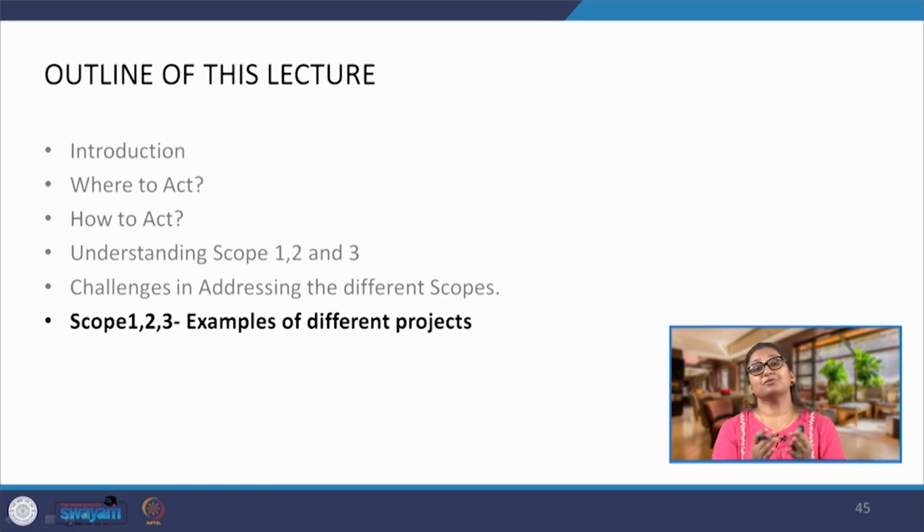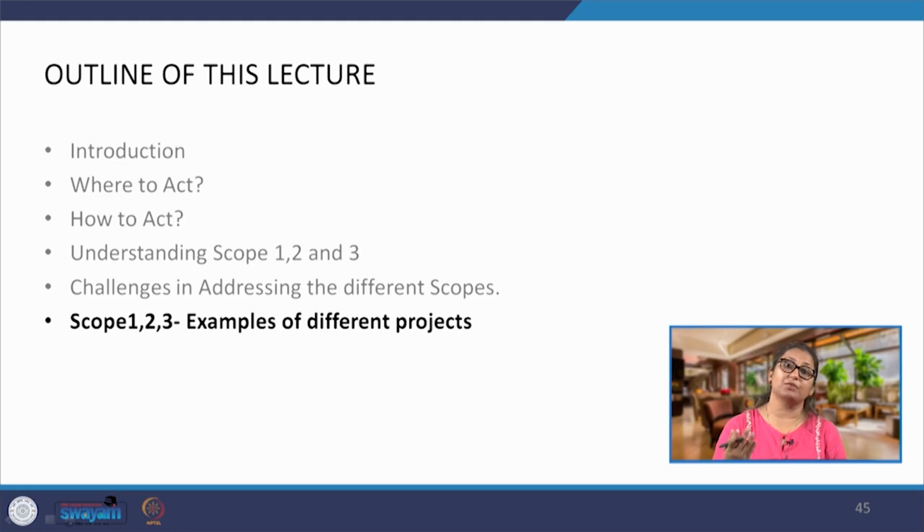Now, we have talked theoretically about these. I continued to give you some examples, if it is an IT industry or a fuel selling company or a garment manufacturing company. But today we are going to see some real case studies. These are accounted case studies. Today we are going to see examples of different projects for all the 3 scopes, scope 1, 2 and 3, and these are accounted projects.